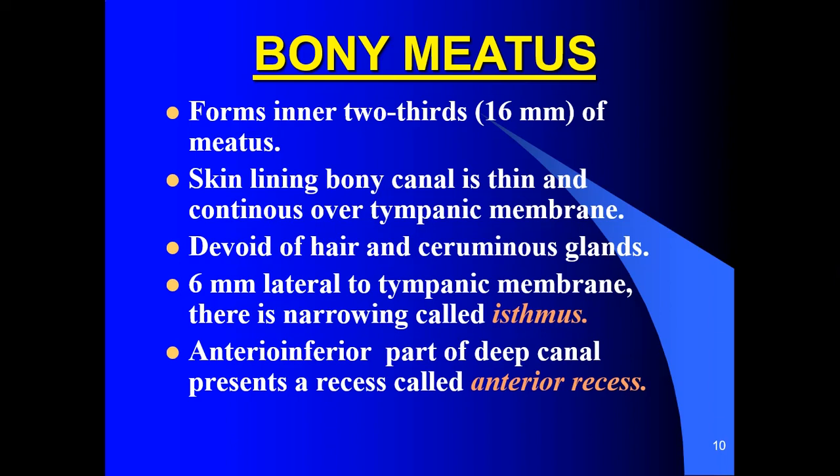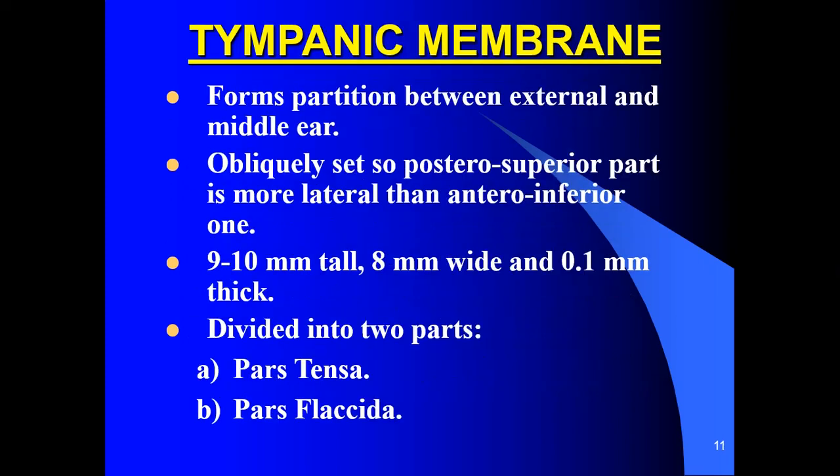Well, the bony canal is the medial two-thirds, that is 16 mm, and the skin lining the bony canal is thin and continues over the tympanic membrane. It is devoid of hair and ceruminous glands. 6 mm lateral to the tympanic membrane, there is a narrowing in the bony part which is called the isthmus. The anteroinferior part of the deep canal presents a recess called the anterior recess.